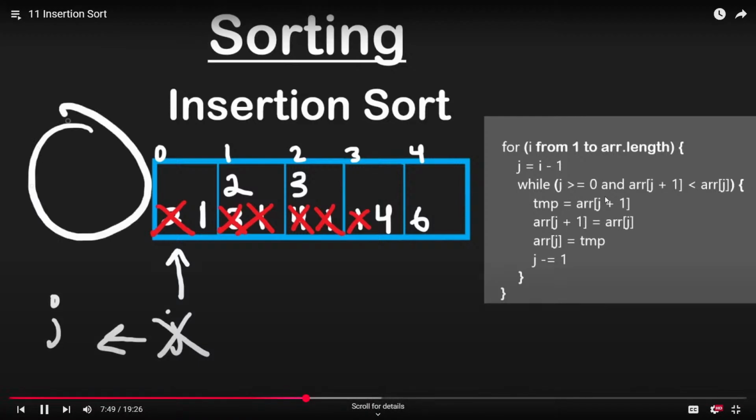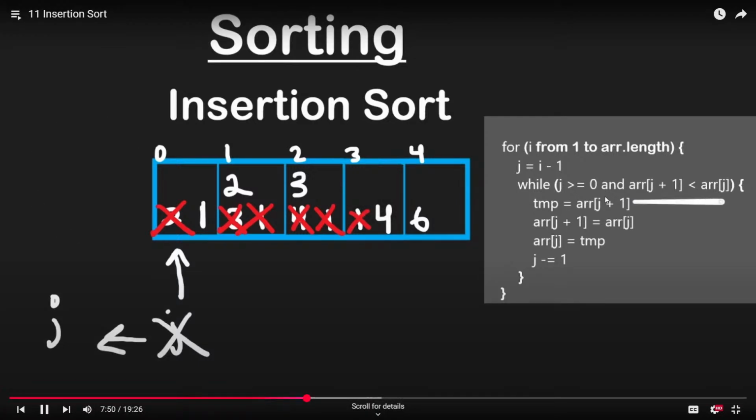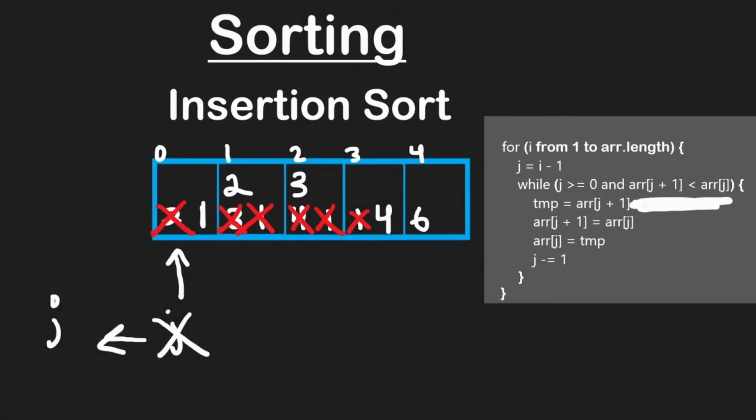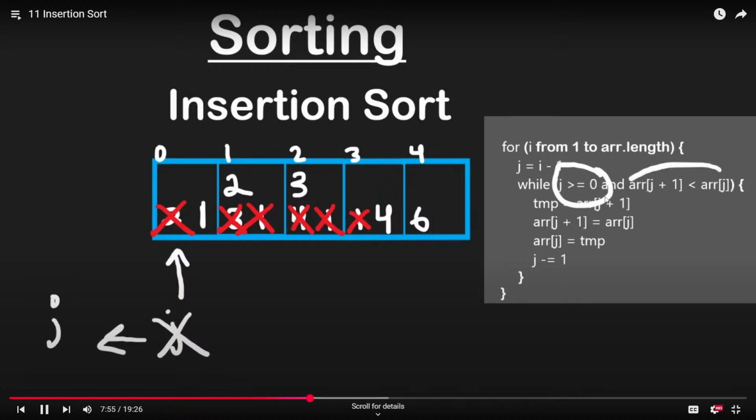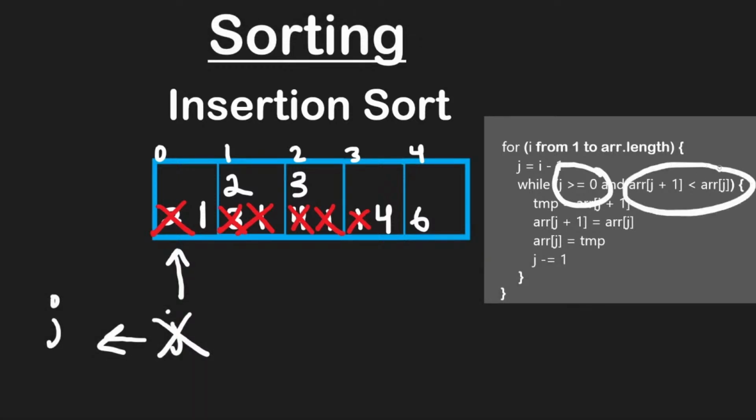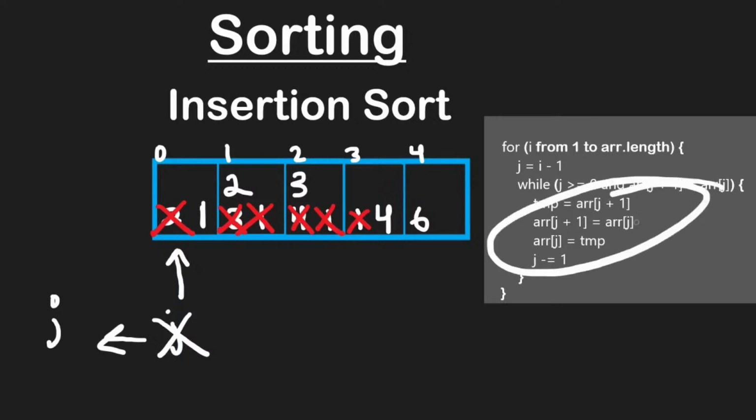Now it's out of bounds. So now there's no point in even doing a comparison. That's why we're checking that it's in bounds before we do this. We don't want an index out of bounds error. So since it's not in bounds, we can stop doing this loop. And we know now that our I pointer, by the way, was over here.